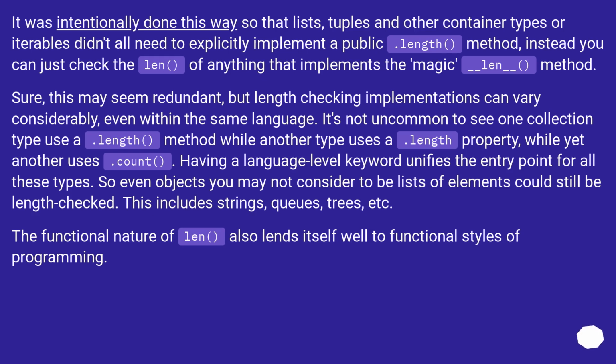So even objects you may not consider to be lists of elements could still be length checked. This includes strings, queues, trees, etc. The functional nature of len also lends itself well to functional styles of programming.